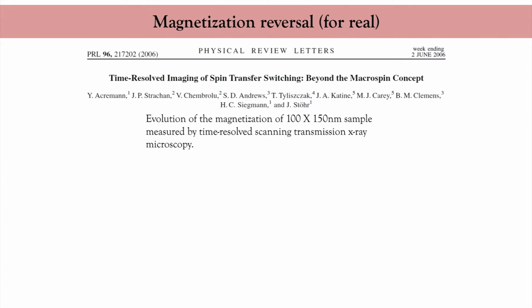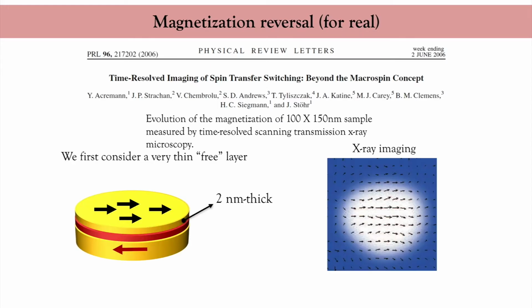What is important, though, is to look at the texture of the magnetization during the switching process. So Acremann and co-workers took this magnetic spin valve, injected a current, and imaged the magnetic texture of the free ferromagnetic layer during the switching. Let's first consider the case of a thin ferromagnetic layer, 2 nanometers of permalloy.